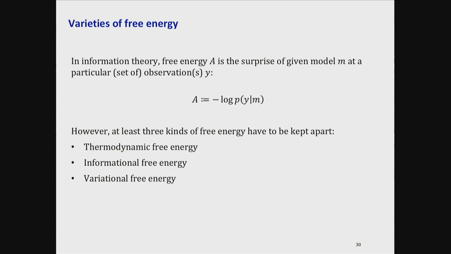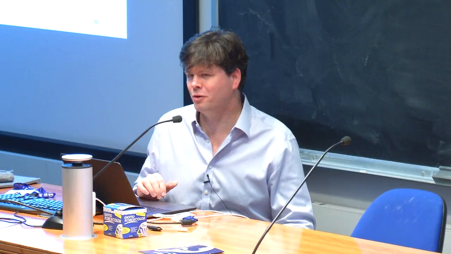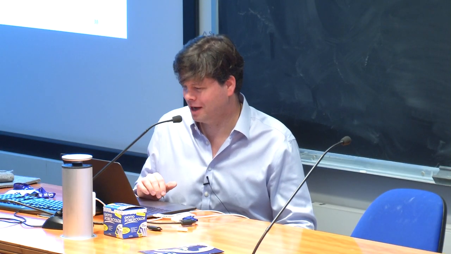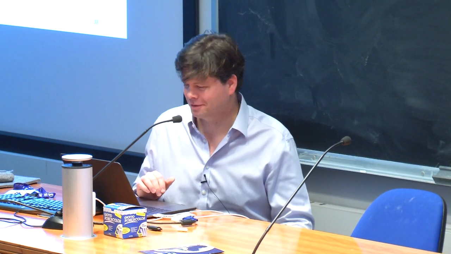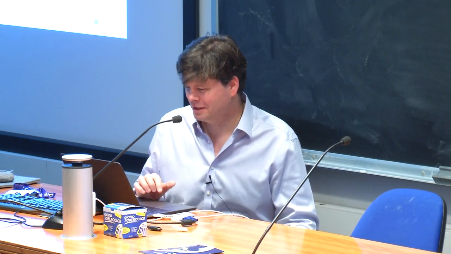We have to keep apart a number of kinds of free energy. And we'll see how free energy relates to entropy, relates to surprise, and so on. Now, in information theory, free energy is the surprise given a model M at a particular set of observations Y. So this is the definition. Often people use the letter F. I'm using the letter A. One banal reason is that this is what chemists do. And there's a deeper reason that I'll not go into today, but here I'll call it A.